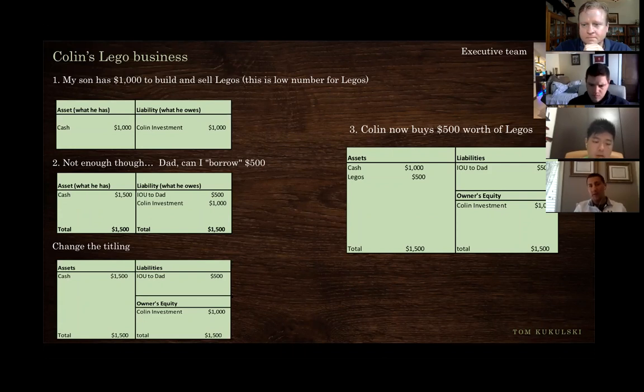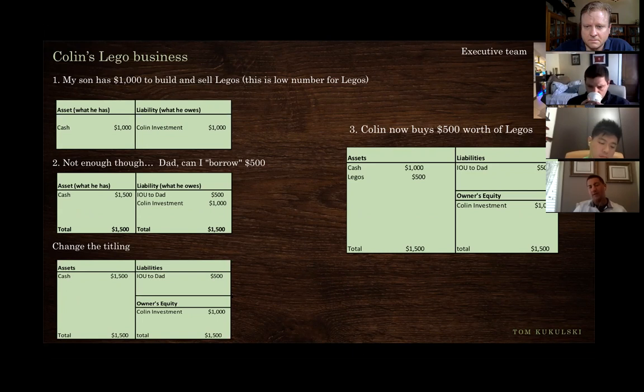Again, these have to balance. We can't just say $1,000 cash and nothing else on the right-hand side. I put up there assets, and I put what he owes. It's not really what he owes, it's more his equity, but we'll get into that deeper. So on the left, I start my business with $1,000, and Colin's investment is $1,000.